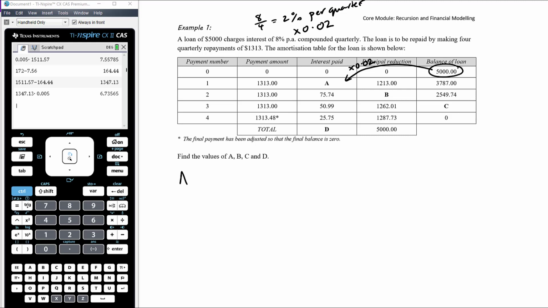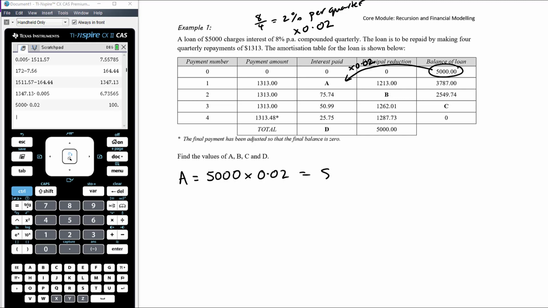Okay, so let's work out the value of A, the interest at the first payment. We can do that a couple of ways. We can obviously do it the way it's intended if we were generating the table ourselves, which is to take the balance and work out the quarterly interest from that previous balance. So 5,000 times, not 0.002, just 0.02.